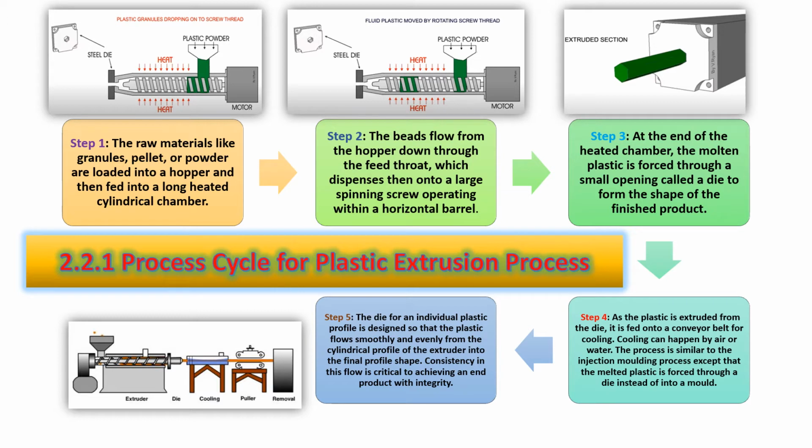Step 4, as the plastic is extruded from the die, it is fed onto a conveyor belt for cooling. Cooling can happen by air or water. The process is similar to the injection molding process, except that melted plastic is forced through a die instead of into a mold. The die forms an individual plastic profile so that the plastic flows smoothly and evenly from the cylindrical profile of the extruder into the final profile shape. Consistency in this flow is critical to achieving an end product with integrity.